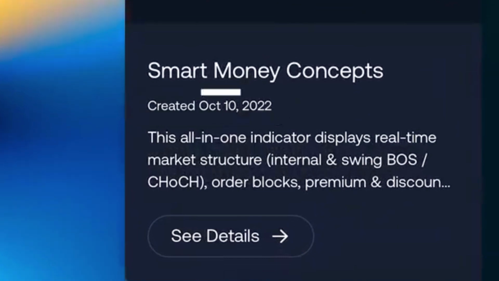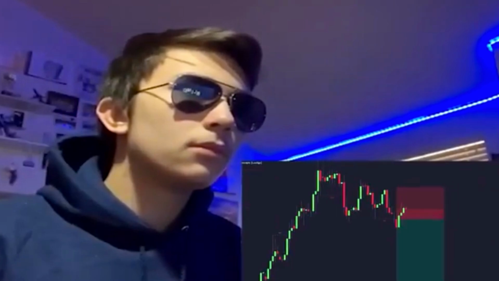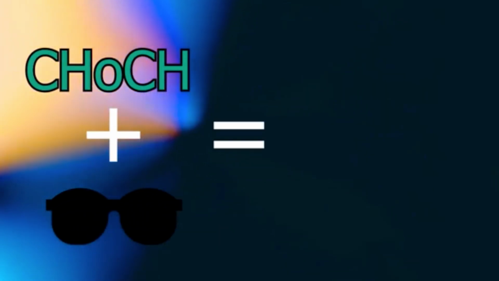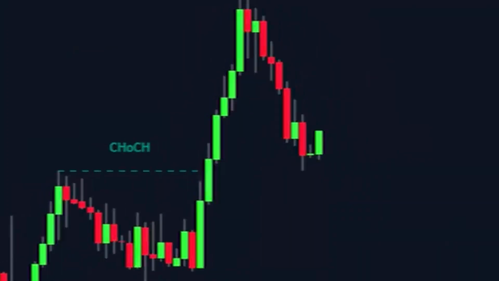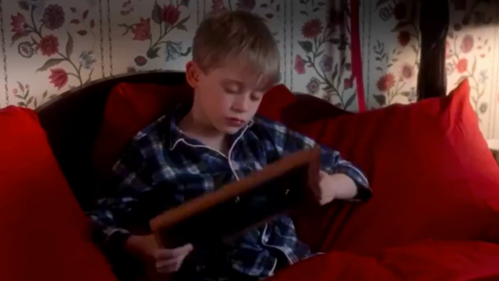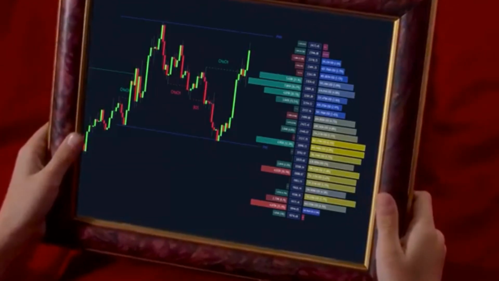Since the release of this indicator, we've seen tons of videos and users attempting to use it by blindly taking trades at change of character or break of structure points. If you blindly execute at these levels, you will inevitably fail as a trader. Traders are supposed to use this tool alongside their analysis and other complementary indicators before executing any trade. So with that said, let's explore some of our favorite trade setups using this indicator.